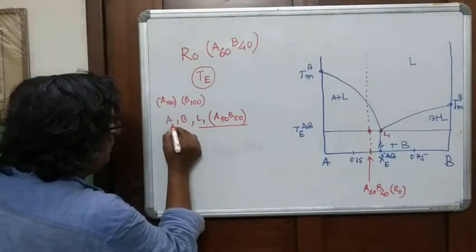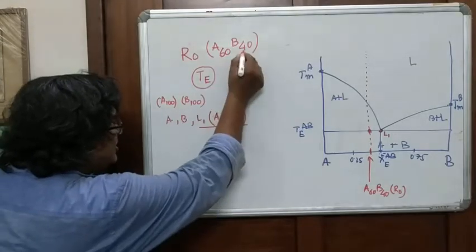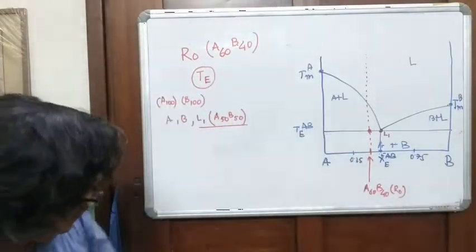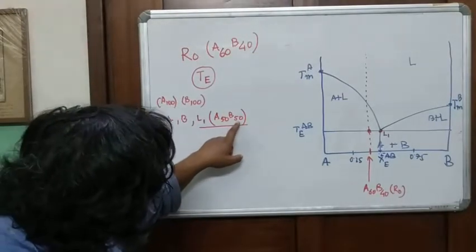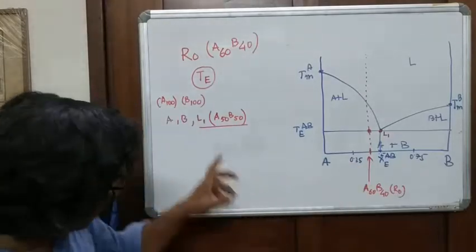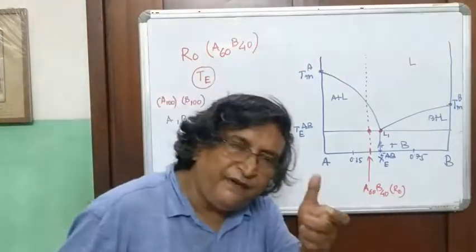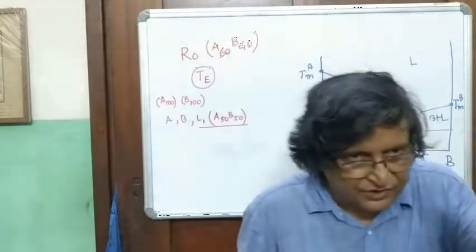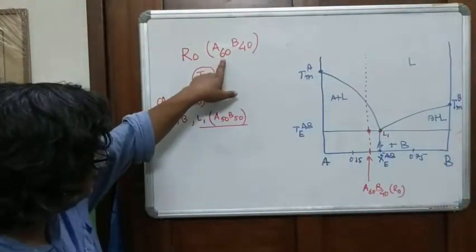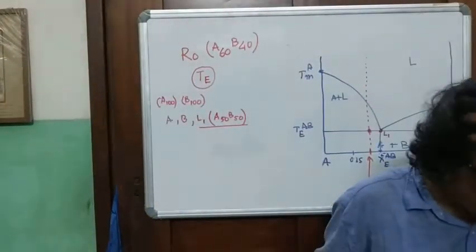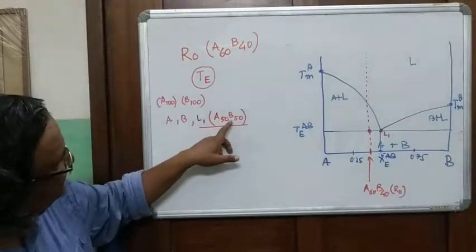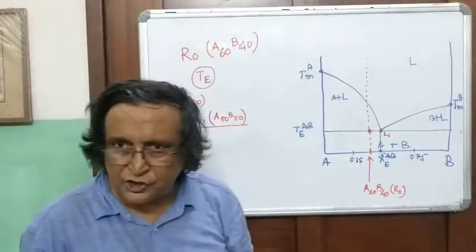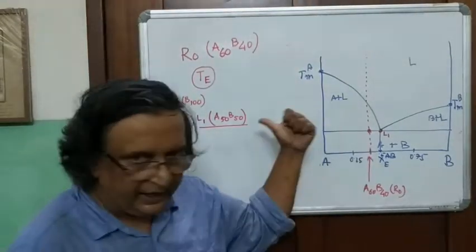This initially was a composition A60, B40. Now, when we melt, from A60, B40, the composition A50, B50 will be extracted. That means A and B in the ratio 50-50. A mineral and B mineral in the ratio of 50-50 will melt in a rock where A60 and B40 occurs. So what will happen? If you melt A50 and B50 in a rock which has A60 and B40, obviously the rock composition should move in the direction of A.